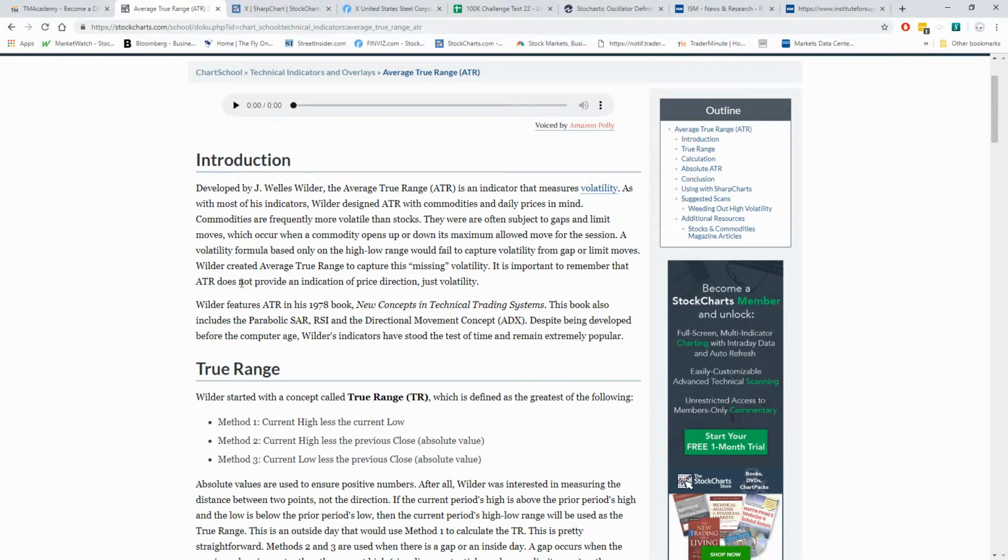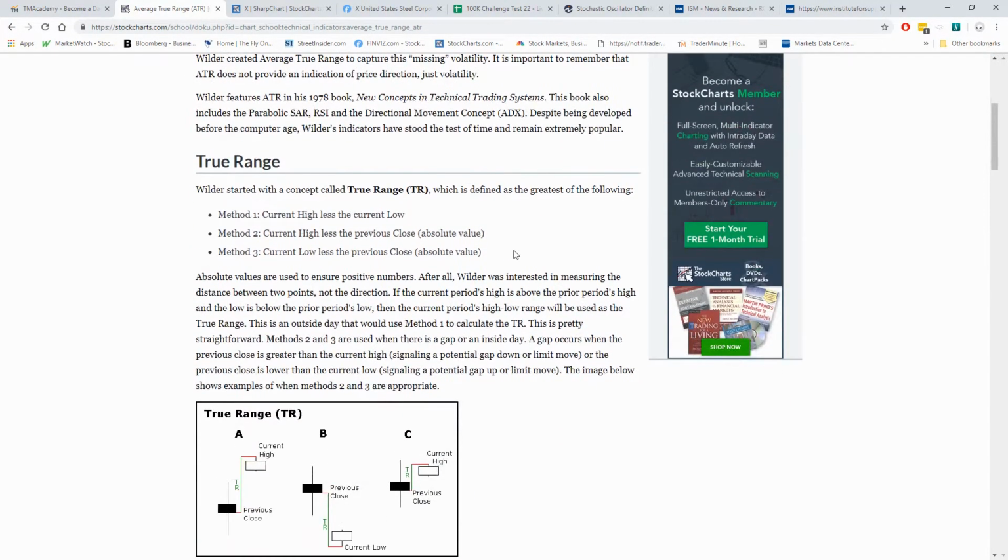Wells Wilder talked about it in his 1978 book, New Concepts in Technical Trading Systems. Really interesting book, by the way. If you really want to get into technical analysis and understand some of the roots of it, and how things are laid on top of this base, it's a great book.